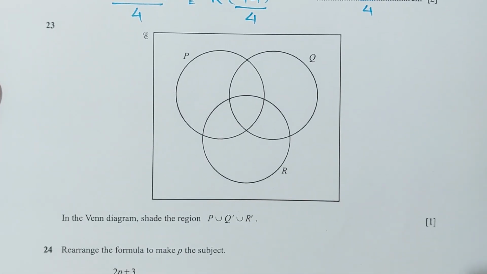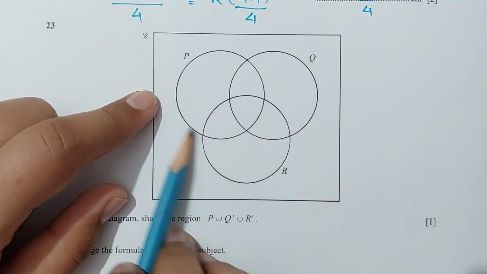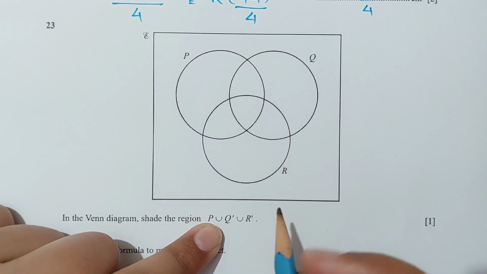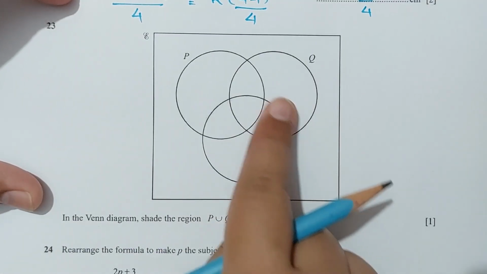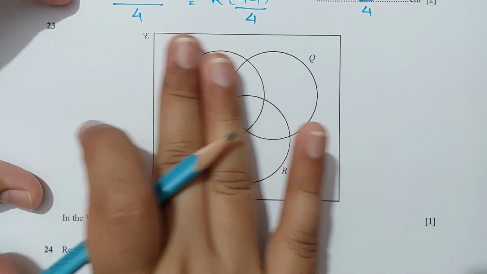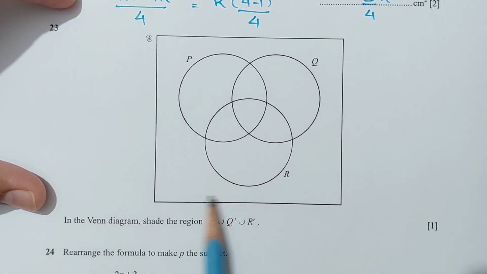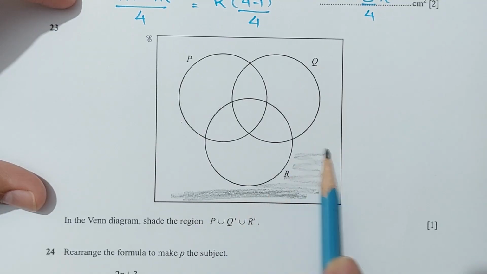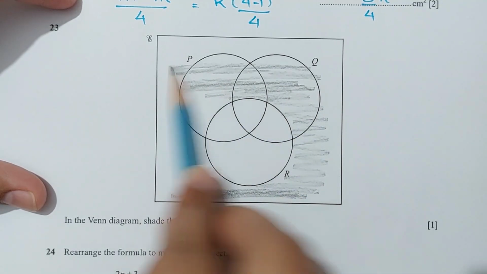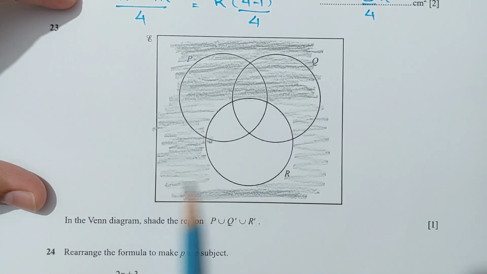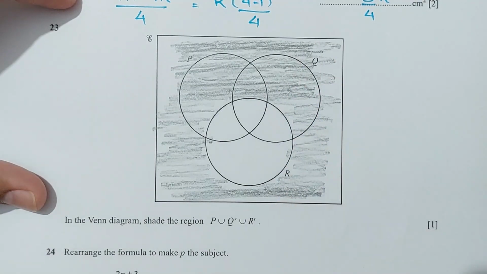Moving to question number 23. In the Venn diagram, shade the region A union P complement union R complement. We have to shade it. Sorry, P. P is this set, right? Take this set union with, okay, let's solve for Q complement and R complement. R is this set. R complement is the region that is outside of R. The whole of it is shaded. Right, we have R, so we have to shade the outer region of R. This is the R complement, right?